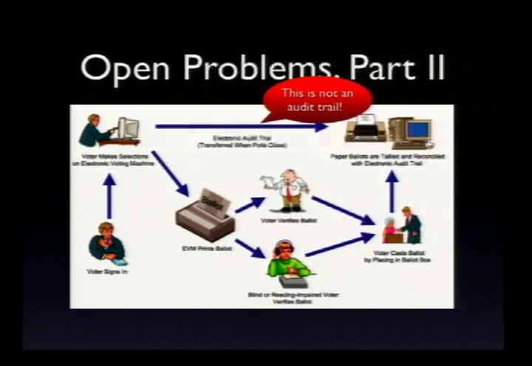That electronic audit trail, or trial as I think it said in that slide, is just another copy of the exact same information that's on the ballot. So this isn't an audit trail at all. It's just a redundant data path. It is not actually telling you what went on inside that machine. It's not actually telling you what decisions were made and how the computer acted on each decision in the process.